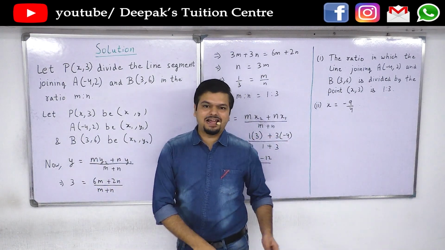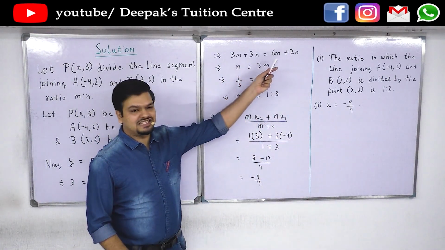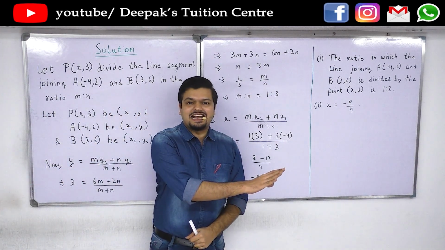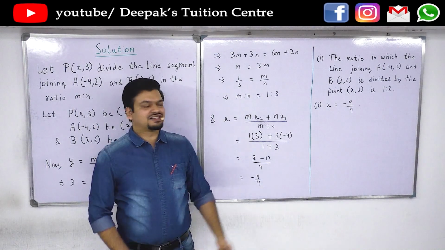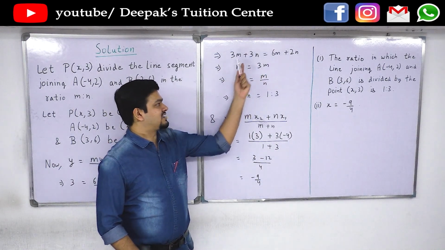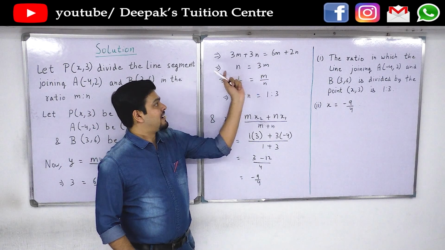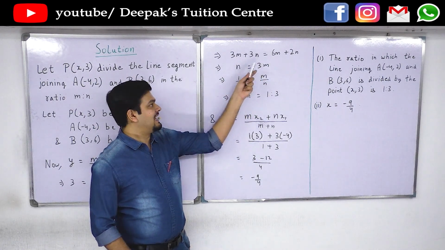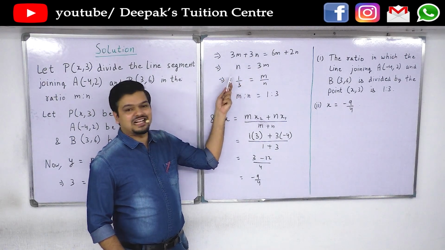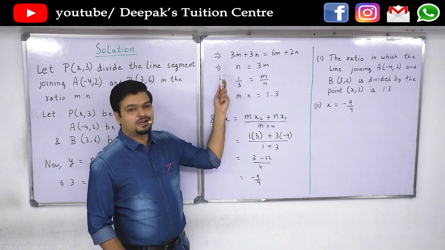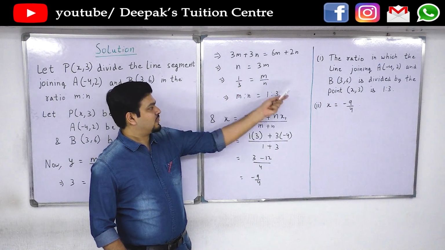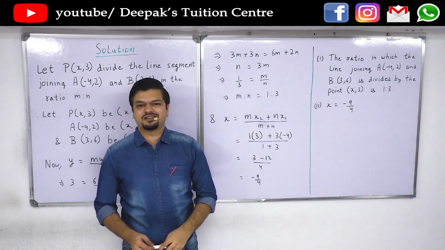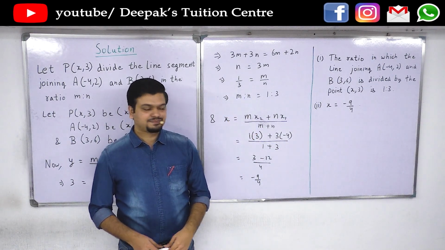Now I'll cross multiply. So we get 3m plus 3n is equal to 6m plus 2n. Now we'll shift all the m's to the right hand side and all the n's to the left hand side. So we'll get 3m minus 2n, that is n, equals 6m minus 3m, that is 3m. So we'll now cross multiply again. So we have 1 by 3. We'll transpose 3 to this side and n to that side. So 1 by 3 equals m by n. So therefore the ratio m is to n equals 1 is to 3.